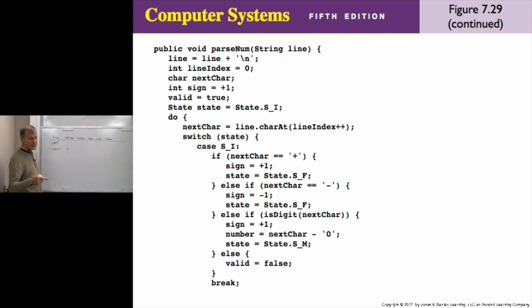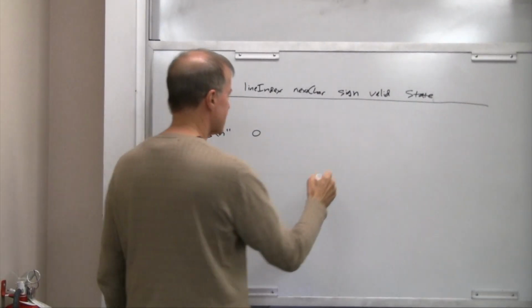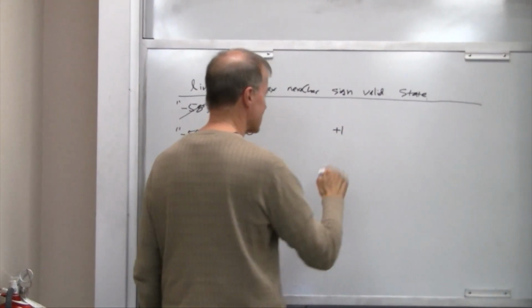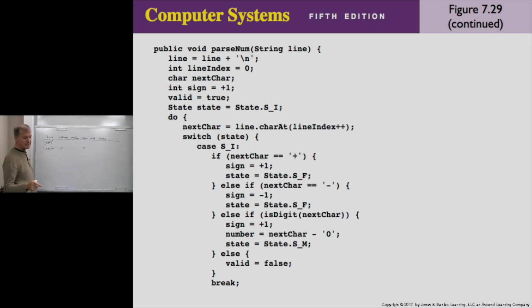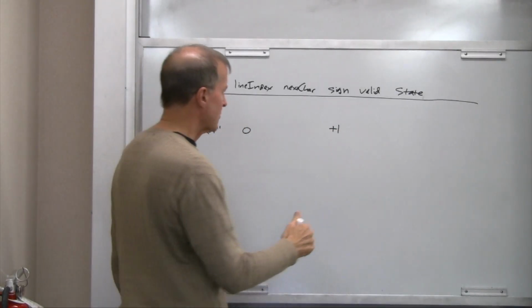Char next. That just declares it, doesn't change the value. Then what does it do? Declares what? Int sign gets what? Plus 1. Now, this might seem a little redundant, but this is for self-documentation. Then what does it do? Valid gets what? True. So valid gets true.